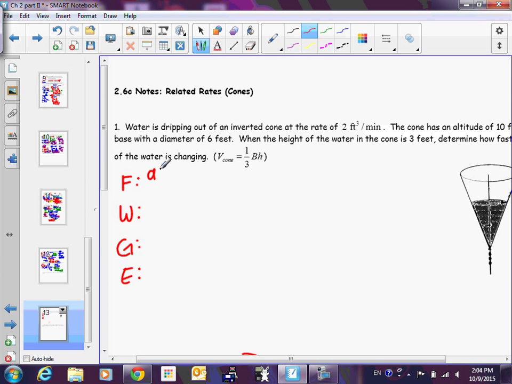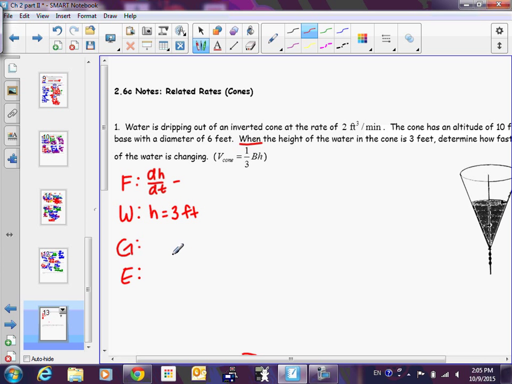The rate of the height of the water. So we're trying to find dh over dt. Now, do you think this is going to be negative or positive? Is the height of the water increasing or decreasing? Decreasing. So the rate should be negative. And we know that because water is dripping out. Okay, what about the when? h equals 3 feet.